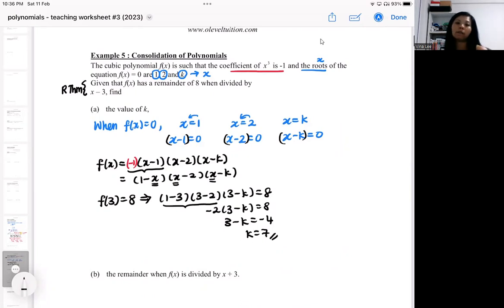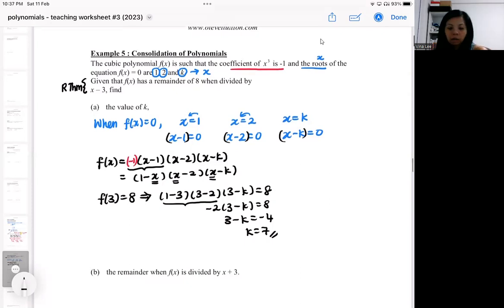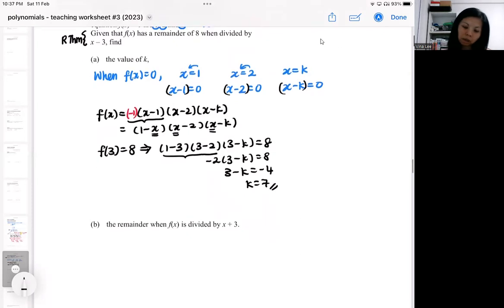So I managed to use my remainder theorem, but I didn't expand out my f(x). It's not a necessity to expand out in this case because the question never asked for it. Finally, when I've gotten my k, I put the k back into the expression, and still I'm not going to expand out.